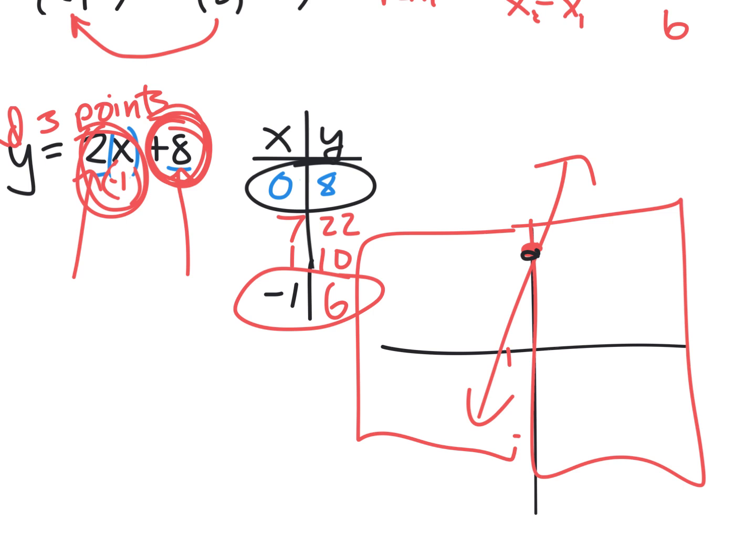0, comma 8, it's right there. 1, comma 10, it's right there. Negative 1, comma 6, it's right there. So just graphing the dots works, or saying that's the y-intercept and that's the slope also works. All these little algebra things that are so critical.